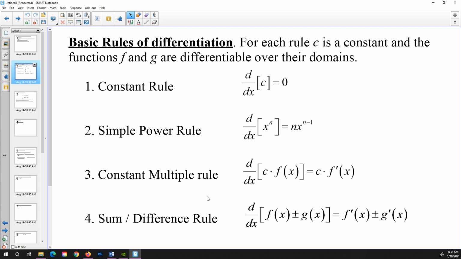The constant multiple rule: if you have a function that's multiplied by a constant, then the derivative of that expression is going to be the constant times the derivative of the function. And then the sum and difference rule says that if you have the sum of two functions, then the derivative of that sum is just going to be the derivative of each of those two functions individually, and then you can either add or subtract them.